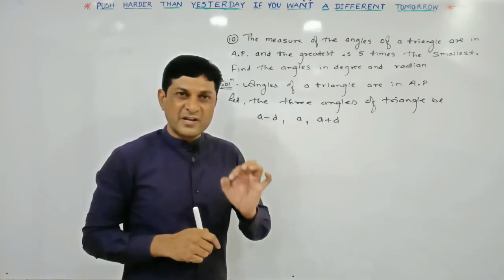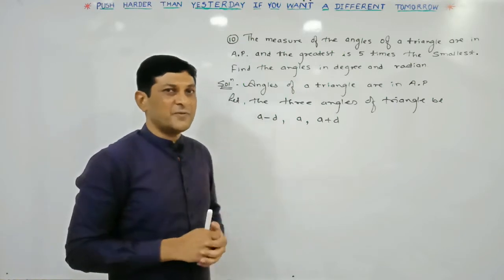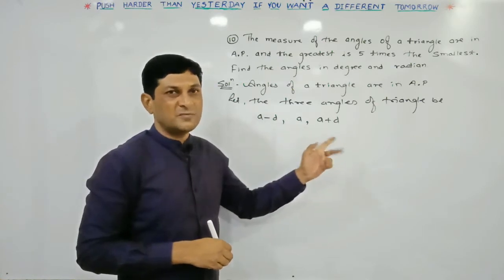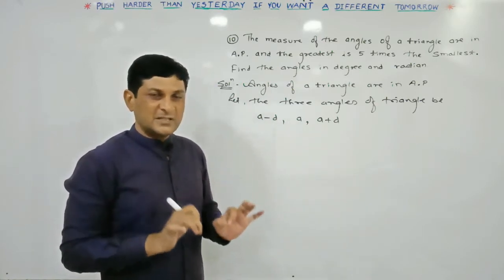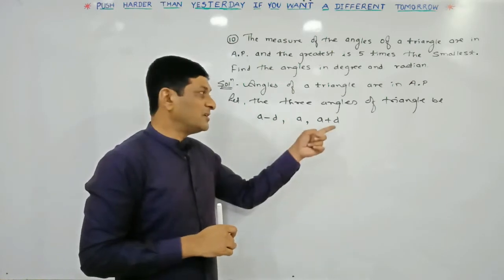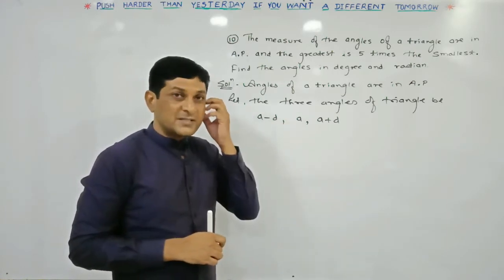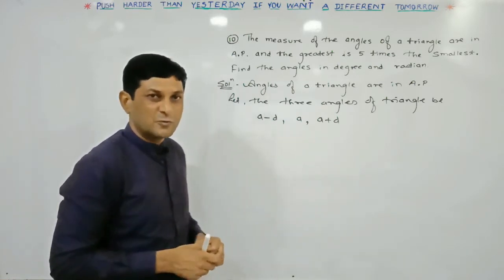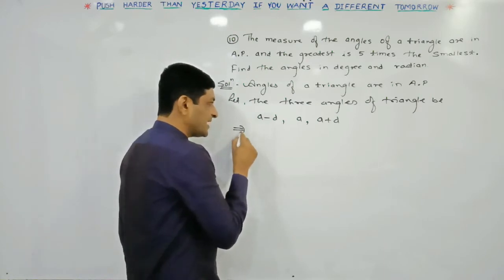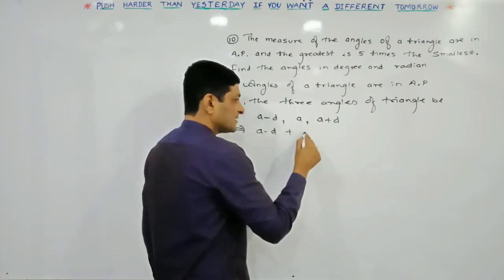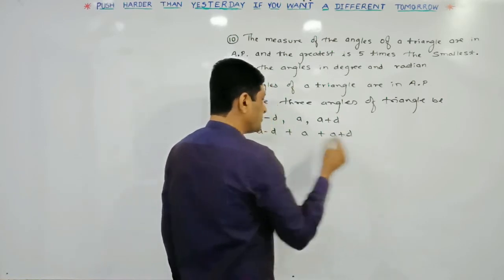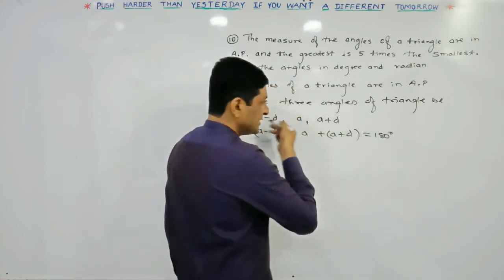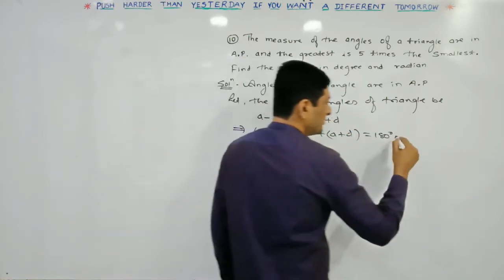To find these 3 angles of a triangle, we will require the values of a and d. If the values of a and d are known to us, substituting them, we are able to find the values of the 3 angles of a triangle. So let us make use of the given condition to find the values of a and d. Already we know that if these are the angles of a triangle, their sum will be equal to what? 180 degrees. So this implies that a minus d plus a plus a plus d, the sum of these 3 angles, will be equal to 180, because these are the angles of a triangle.